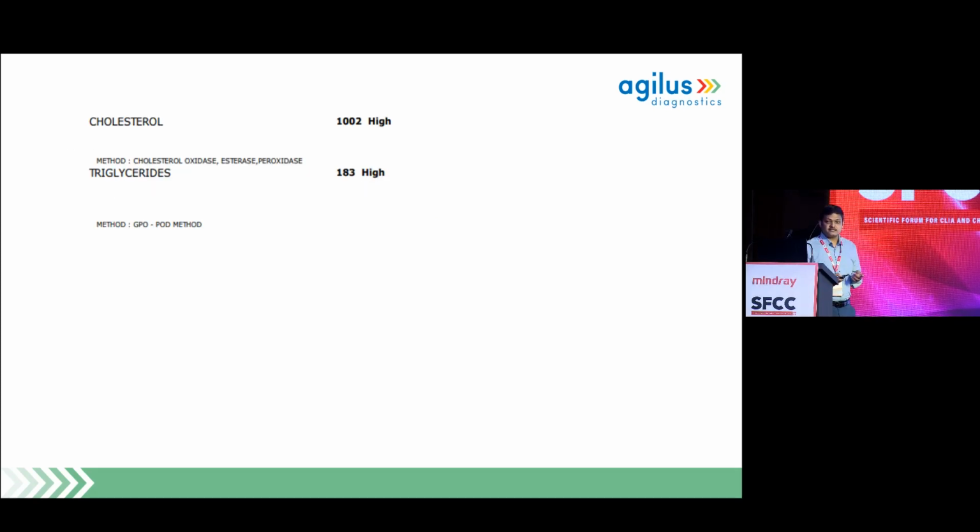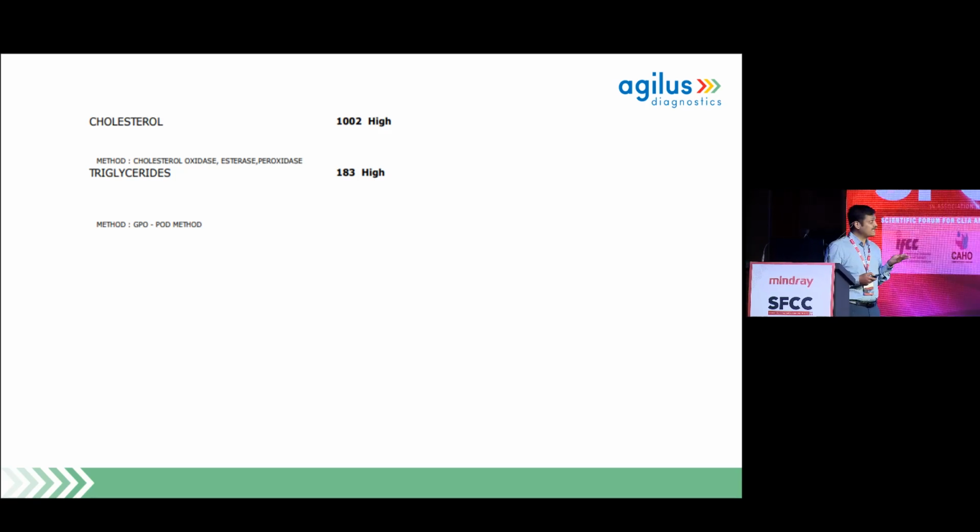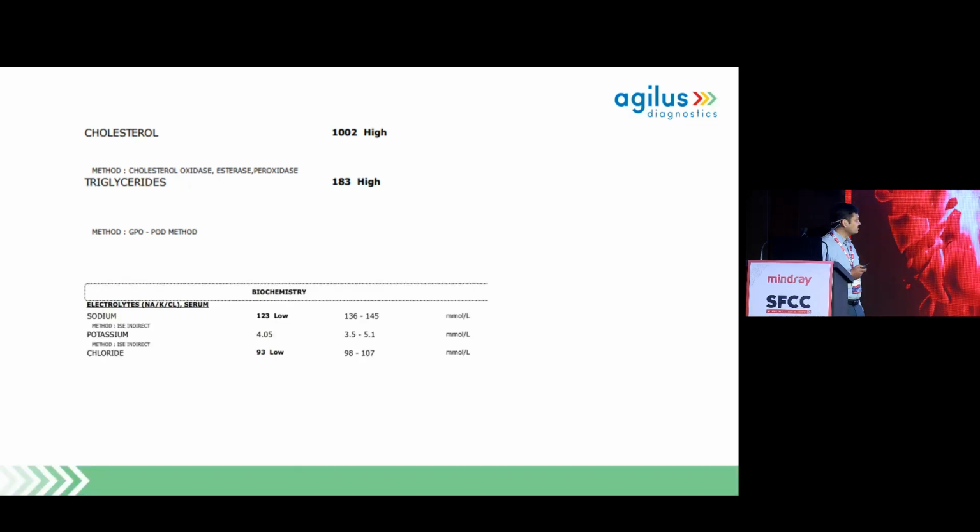There was a surprise, cholesterol being 1002. And in last year's health checkup, cholesterol was unremarkable, normal. Triglycerides were also just borderline. And this was the electrolytes picture in this patient, sodium being 123 and chloride being 93. So I immediately called up the doctor and informed them not to do sodium correction.